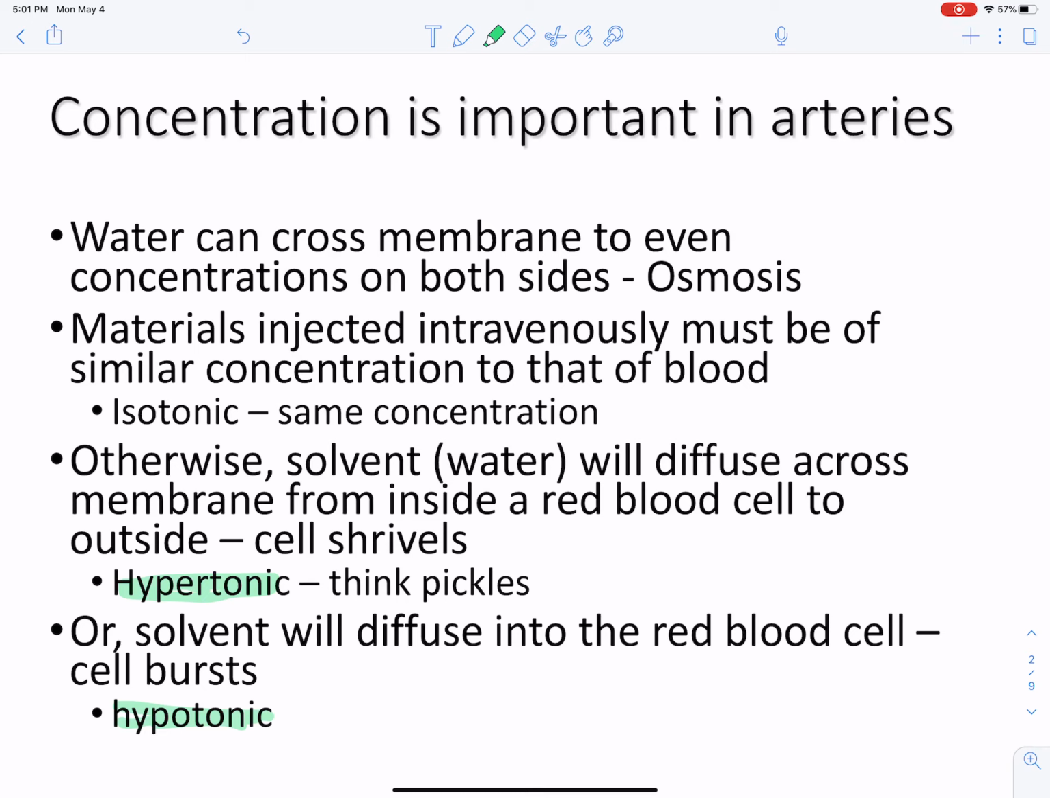So we need to remember that water can cross cell membranes to even out the concentration on both sides. This is a process called osmosis. So if we inject something intravenously, such as embalming fluid, we must have a concentration similar to that of blood. And this same concentration has to be of electrolytes in particular. That electrolytic balance is really, really important.